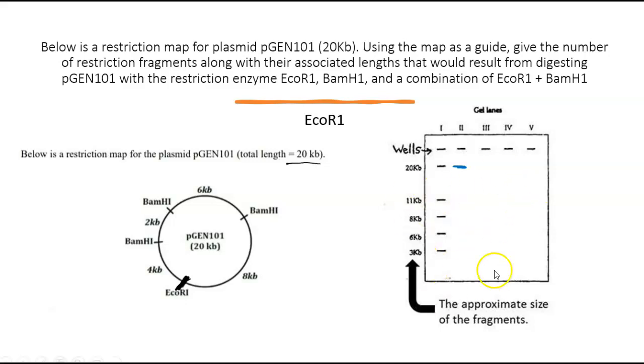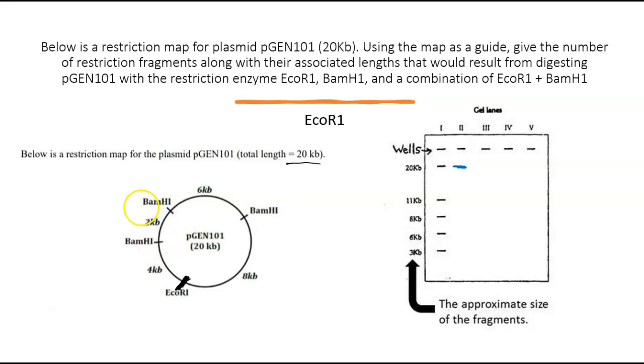Okay. So here's a plasmid DNA with these restriction sites. Below is a restriction map of plasmid PGen 101, which is 20 kilobase pairs. Using the map as a guide, give the number of restriction fragments along with their associated length that would result from digesting PGen 101 with restriction enzyme EcoR1, BamH1, and a combination of EcoR1 and BamH1.